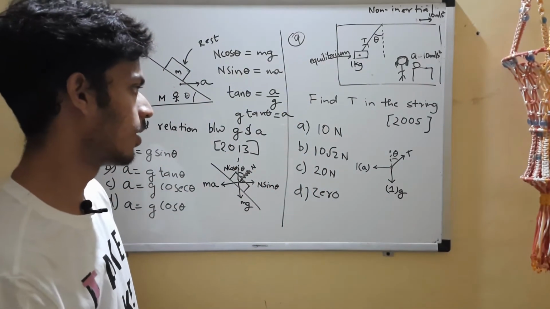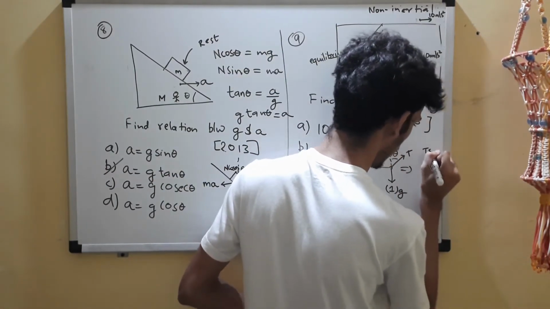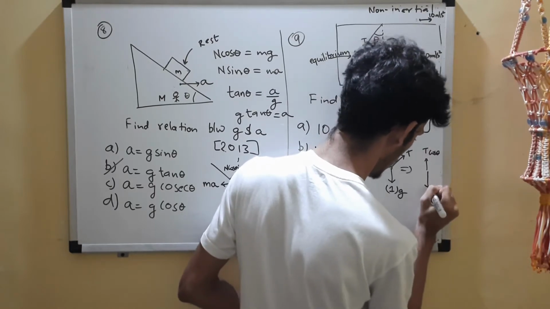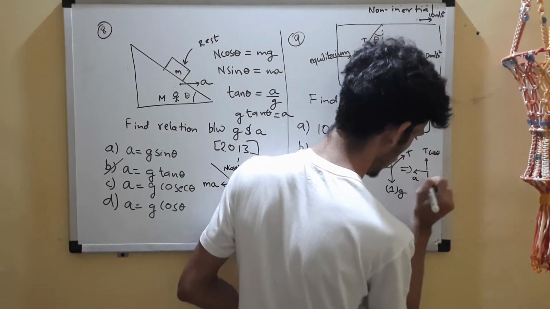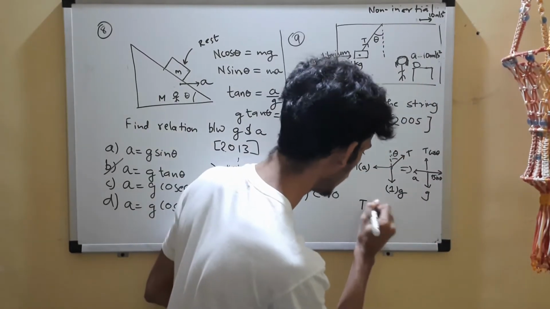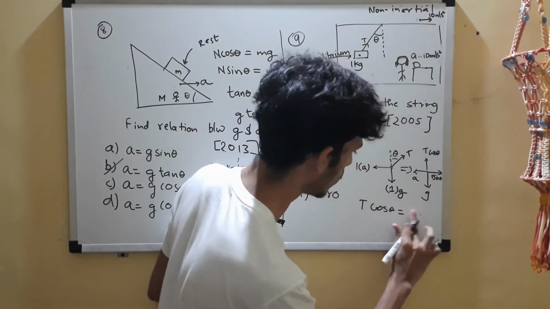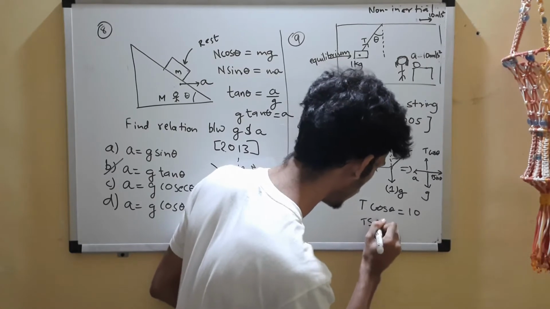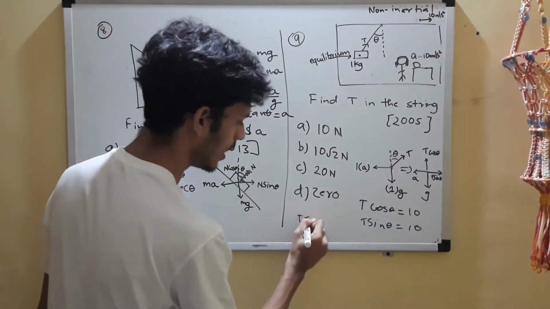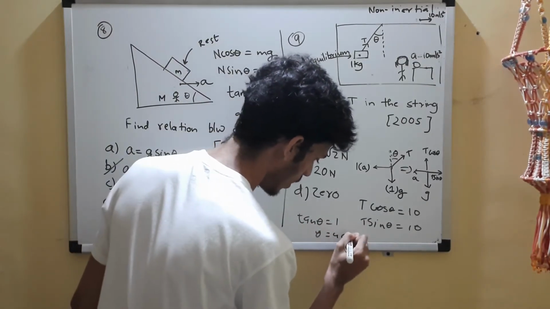Okay, now let's resolve this first. So you'll have T sin theta, T cos theta, and g over here, a over here, and T sin theta. Okay, T cos theta is equal to g, so it is equal to 10, and T sin theta is also equal to 10. You can see that tan theta will be equal to 1, so theta is 45. Okay, theta is 45 degrees.